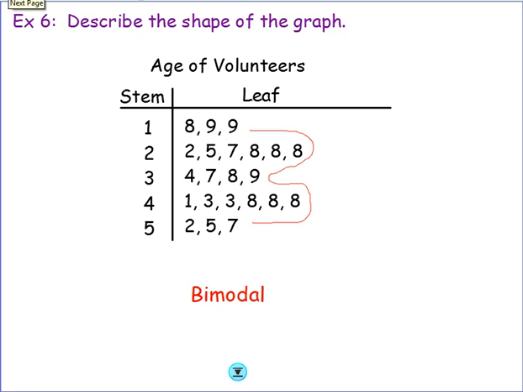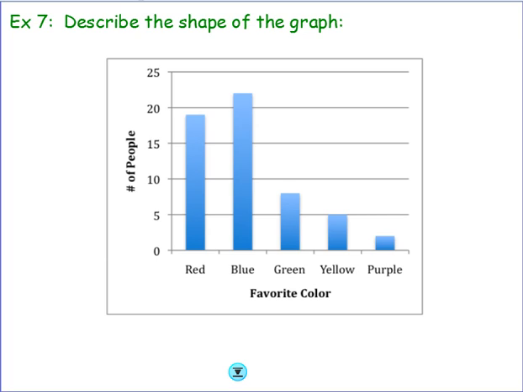Let's look at example 7. This one, again, if I use my pen, as you can see, I drew it high, and then it started tapering off and going low as you went to the right. Anytime you're low to the right and high on the left, it is considered skewed right.